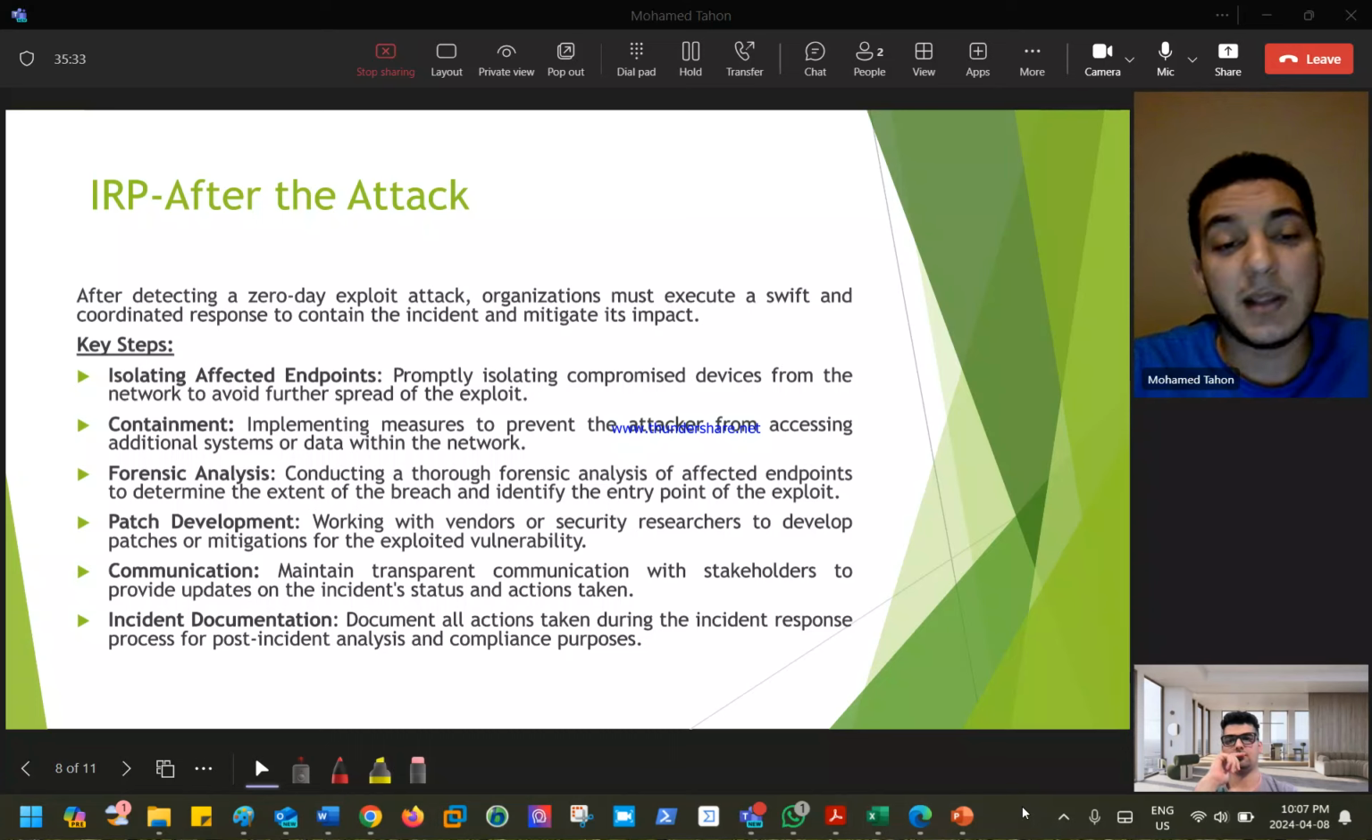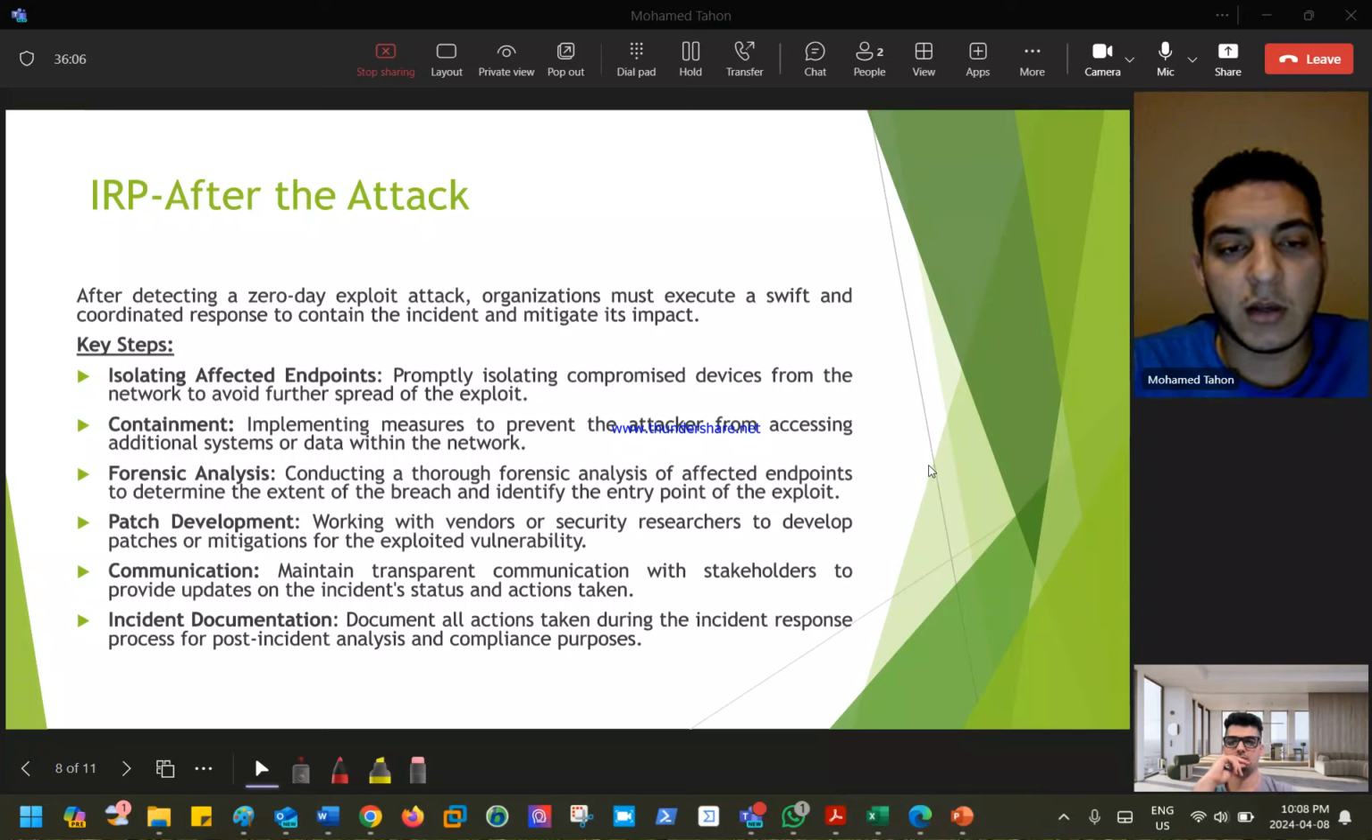Containment. Containment is implementing measures to prevent the attacker from accessing additional systems or data within the network. This limits the damage caused by the attack. Forensic analysis. Conducting thorough forensic analysis of affected endpoints to determine the extent of the breach and identify entry points of the exploit. Understanding how the attacker gained access is essential to prevent similar incidents in the future.